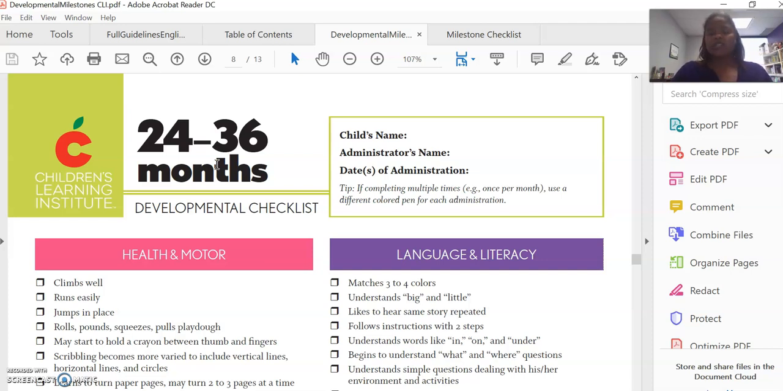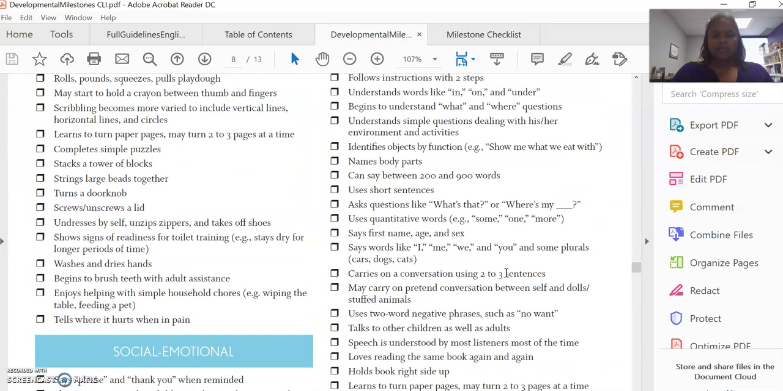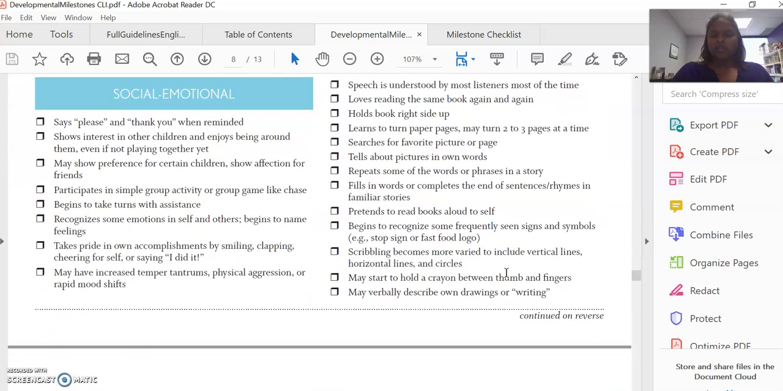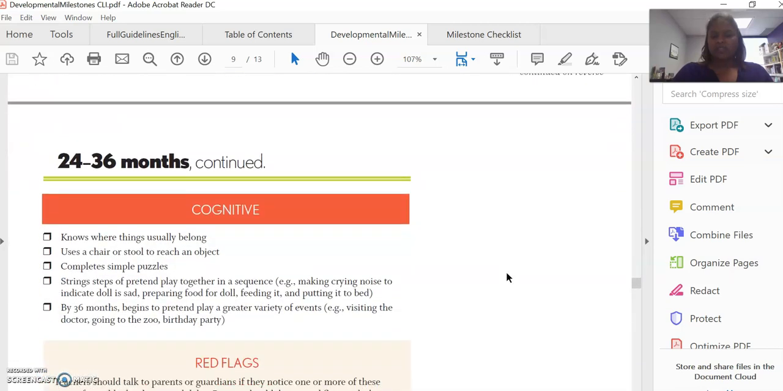Different programs have different checklists. And so you want to make sure that it is research-based, not just, oh well, my child did this at 2 years old, so this is what children should do at 2 years old. And so with this checklist here, you can see the different skills. There's health and motor, so that could be tied to perhaps physical development, language and literacy, and then when you scroll down, there's social and emotional development, and then cognitive development.